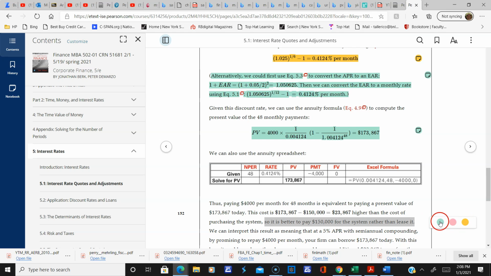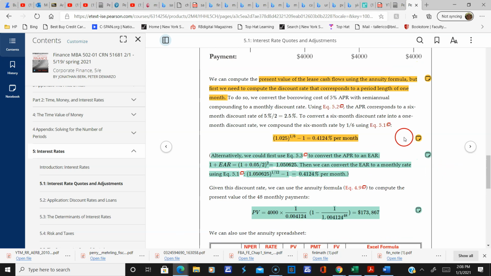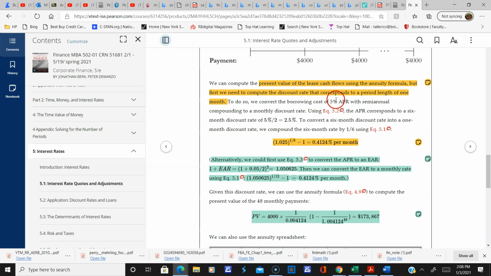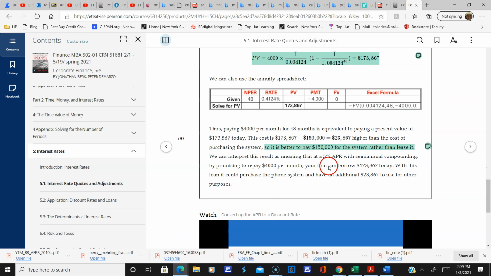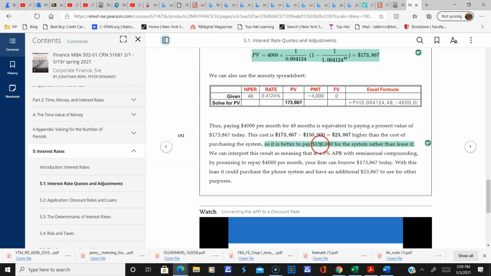Now, here's where my point is. My point is your original rate, your APR, was 5%. And my feeling is if I took this $150,000, I could basically do a lot better than 5% if I invested it, okay? So I don't agree with what they're saying.